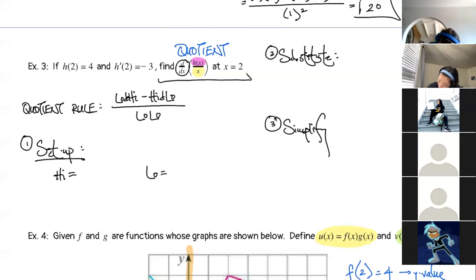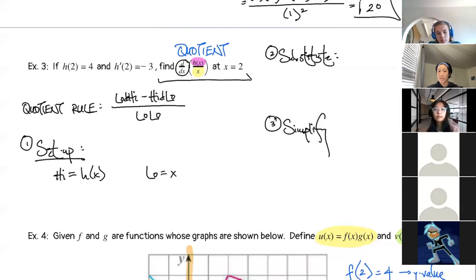High is h of x. I love that. That's the pink one and it's on the top. And x is the low function because that's the one on the bottom. Okay. Now I know that this might seem really straightforward for some of us, but are we all okay with identifying high and low?